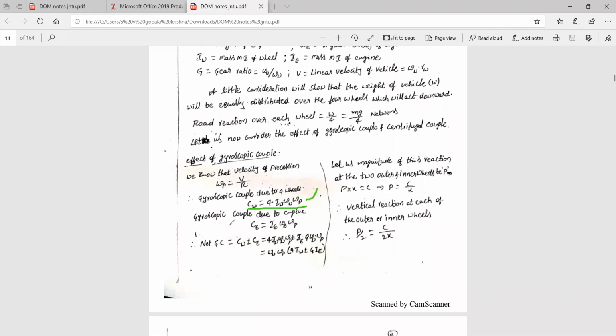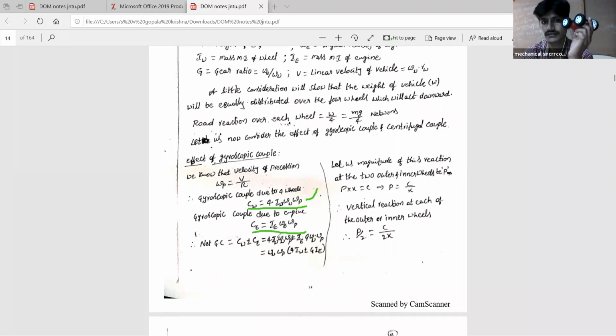Now another gyroscopic couple, due to the engine point of view. So that is the gyroscopic couple due to the engine, C suffix e, equals, only one engine is there, so you write the gyroscopic couple of the entire engine: I suffix e, omega suffix e, omega suffix p. I suffix e means moment of inertia of the engine, omega suffix e means angular velocity of the engine, and omega suffix p means angular velocity of precession. It will be the same for both.